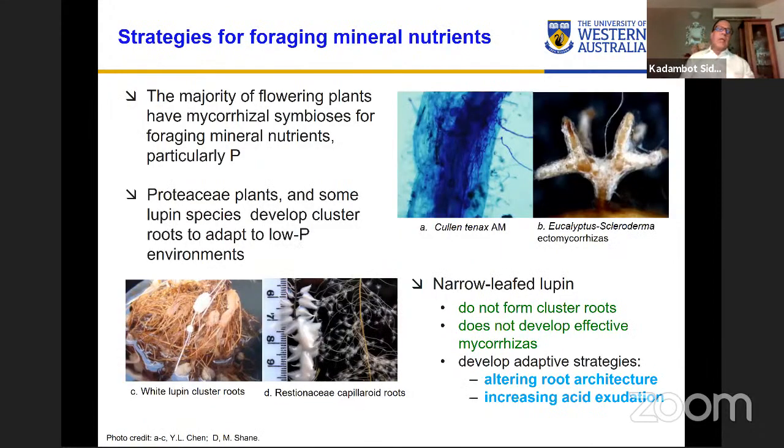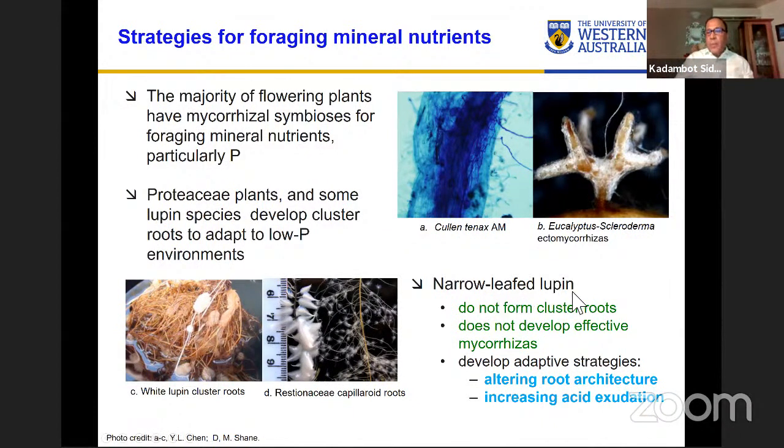Of course, foraging for mineral nutrients is very important. The majority of flowering plants have mycorrhizal symbiosis for foraging mineral nutrients, particularly phosphorus. Family Proteaceae plants and some lupin species develop cluster roots to adapt to low P. It's like a bottle brush. That bottle brush has a huge surface area where they can go and take up the phosphorus after solubilizing.